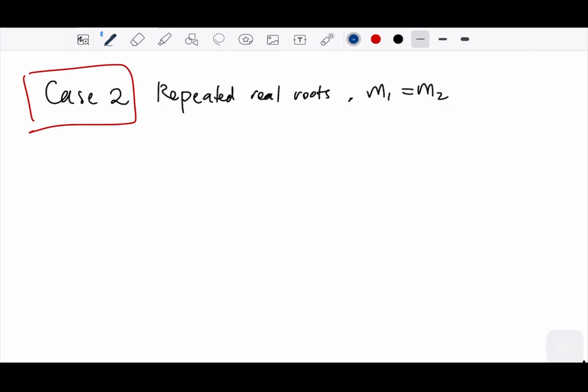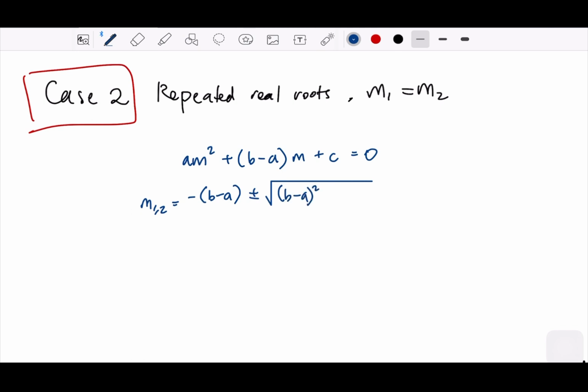So repeated real roots. If you remember in your quadratic equations, let me write the auxiliary equation. Usually in our quadratic formula, we start by taking the negative b, plus or minus the square root of b squared minus 4ac, and then divide by 2a. In the first case, we've done that, and the square root is positive. But here in our repeated real root, this will be equal to 0.